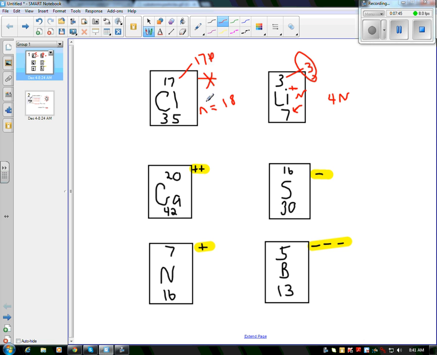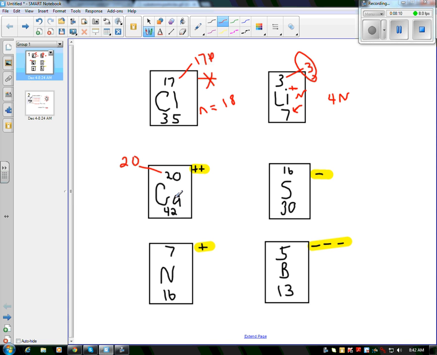Okay, so now all that's going to change is electrons. It doesn't change anything else. So we still know that the atomic number represents what? That's right, Megan. The number of protons. So the number of protons equals the atomic number, 20. Boom. Calcium's got 20 protons.